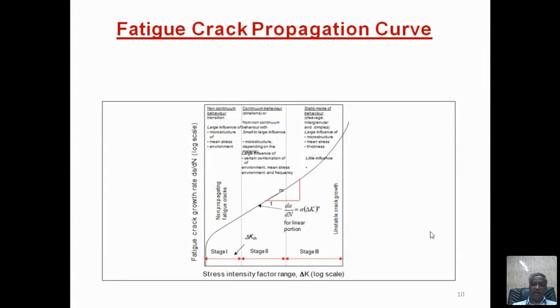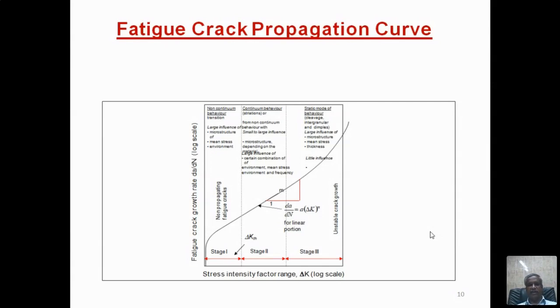Before going to this graph, I will come back again to this graph. I want to construct a graph like an S curve in fatigue life evaluation. If you want to understand fatigue crack propagation behavior, you need to construct a graph like this, that is dA by dN versus delta K. Then only can you divide that graph into stage 1, stage 2, and stage 3.